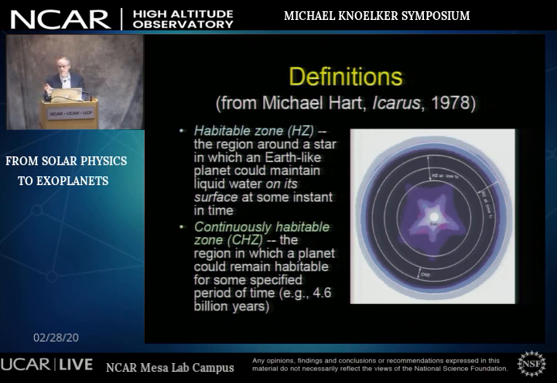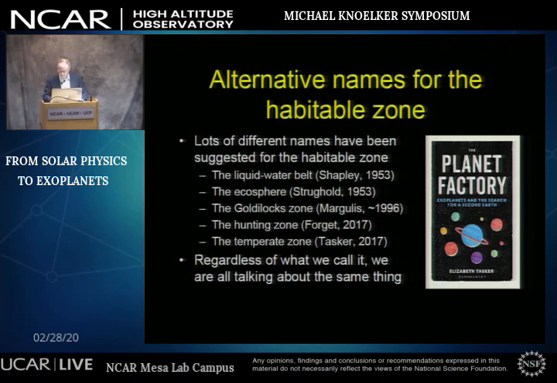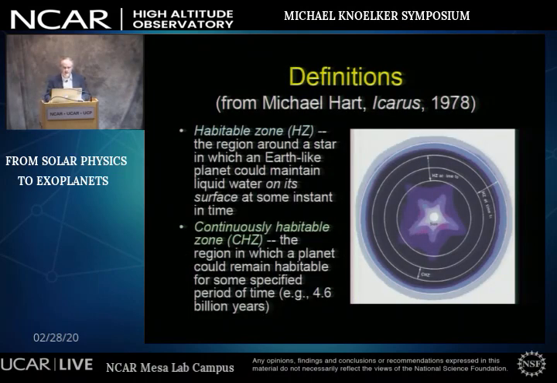But then he also defined the continuously habitable zone, or CHZ, which is the region that remains habitable for some particular time period. All stars get brighter as they evolve, M stars very slowly, but earlier stars much more rapidly. And so the continuously habitable zone is a relevant concept in the search for life. For the solar system, we usually use 4.6 billion years, because that's the age of the solar system, right? Let me just, well, I'll come back to that in a moment. Hart was very much a pessimist on this.